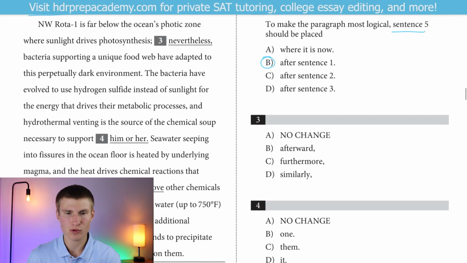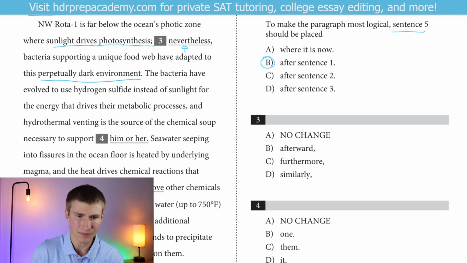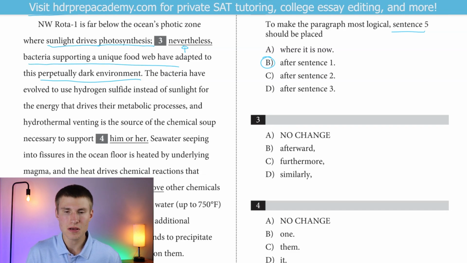All right, moving on, we have "NW Rhodea 1 is far below the ocean's photic zone where sunlight drives photosynthesis." Then we have some sort of transition word here. "Bacteria supporting a unique food web have adapted to this perpetually dark environment." Well, we see that they can't use photosynthesis, which would indicate that you have some sort of disadvantage in generating food, right? And at the same time, we see bacteria have adapted. So this is telling us that in spite of them not being able to use photosynthesis, they are able to survive, and in fact create their own food web, so maybe even thrive. So we see that that's in spite of something else.